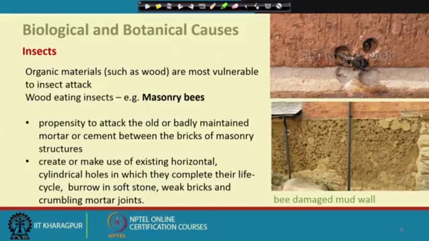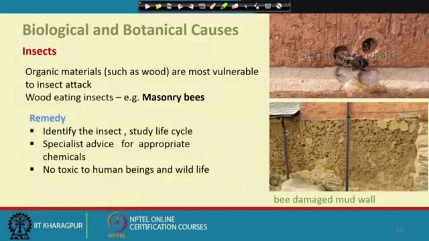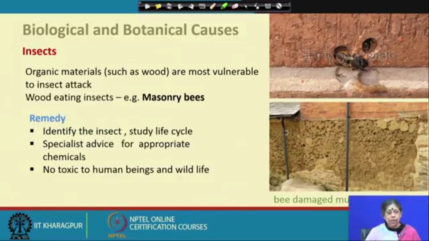So, one has to find out the cause and understand their behavior. I have just given one example. There can be varied types of insects depending on the climate, the place, and the local habitat system. First, we have to identify the insect and study its life cycle, with the help of a biologist or other expert, depending on the expertise needed, and then seek specialist advice for the appropriate chemical.